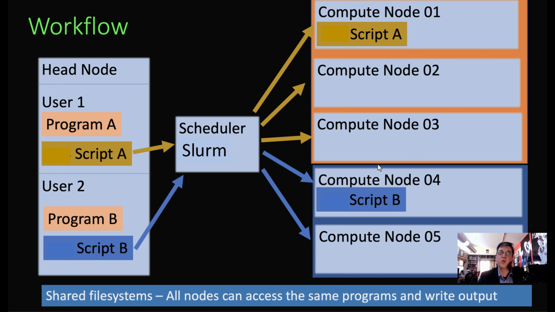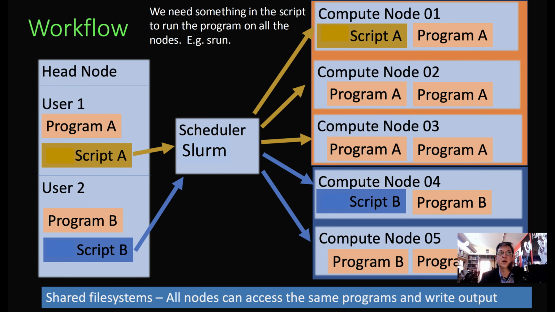Now Slurm, once it's allocated these resources, and remember it might take a little while to allocate the resources, is going to run script A on the first CPU of the first compute node allocated. Not on all of them, just on the first one. And then, in our script, we will find some way of running the program A or B on all of the CPUs that we were allocated on all of the nodes.